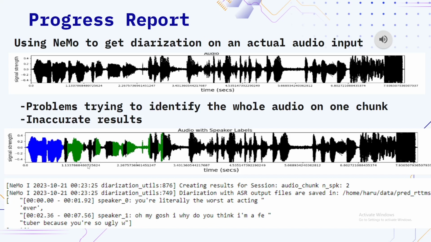So that's one part of the proposed progress updates that we want to continue on, to get accurate results on real data, including YouTube ones.